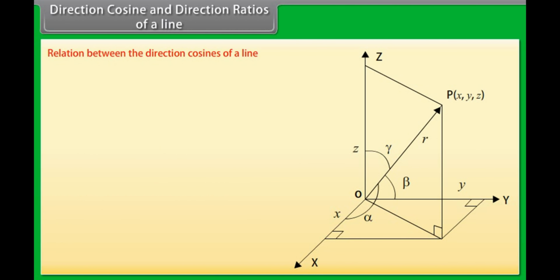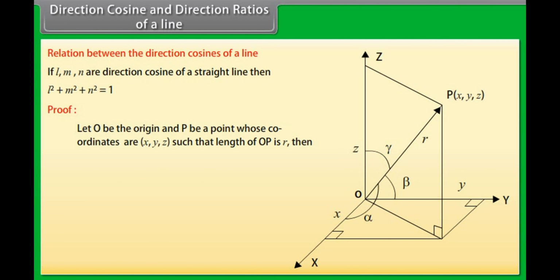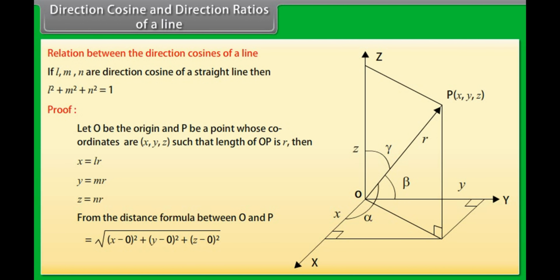Relation between the direction cosines of a line. If L, M, N are direction cosines of a straight line, then L square plus M square plus N square equals 1. Proof. Let O be the origin and P be a point whose coordinates are x, y, z such that length of OP is r, then x is equal to Lr, y equals Mr, z equals Nr. From the distance formula, OP equals square root of x minus 0 square plus y minus 0 square plus z minus 0 square.